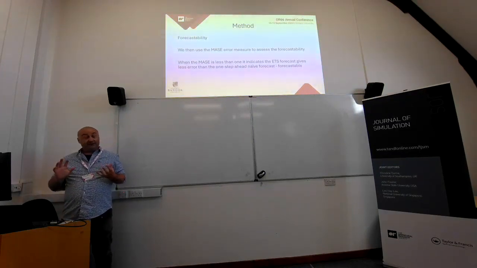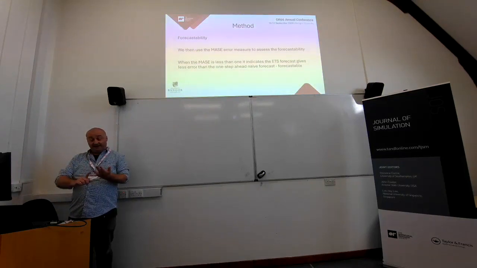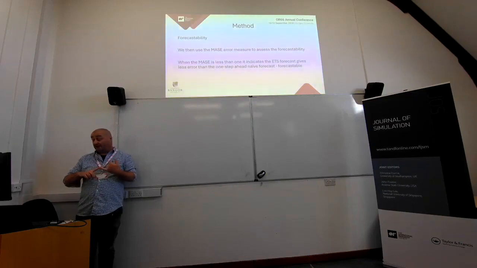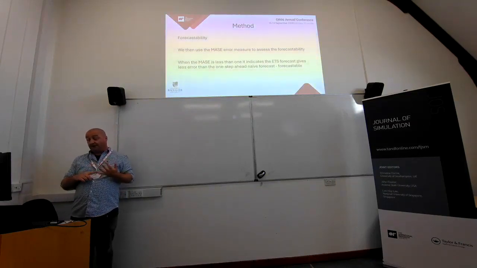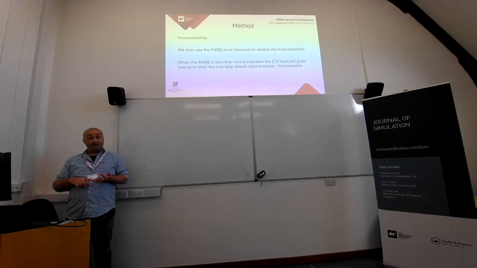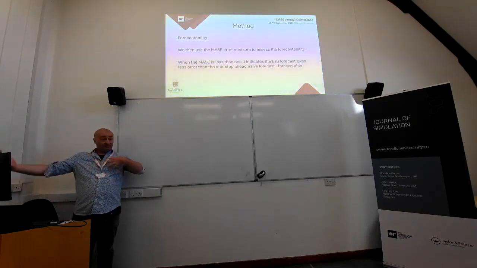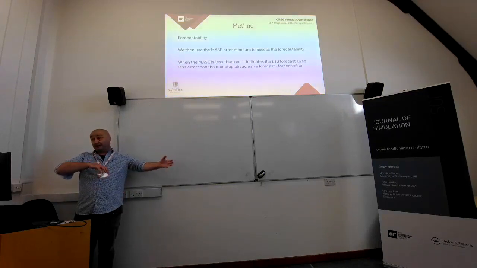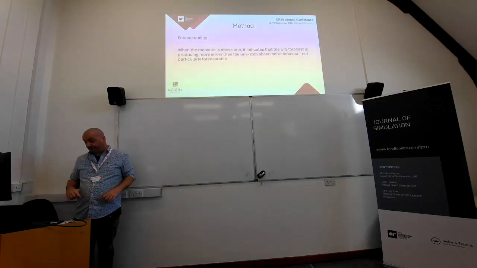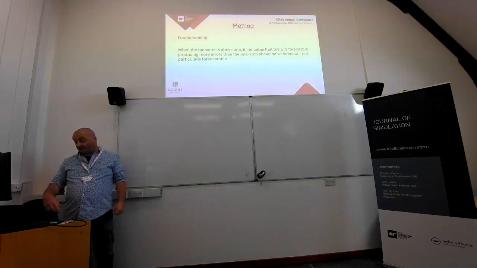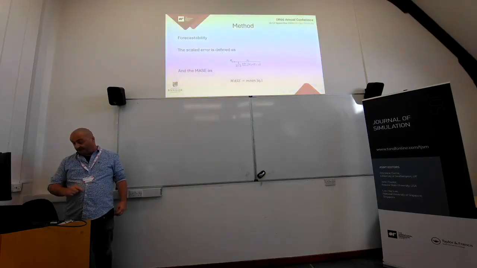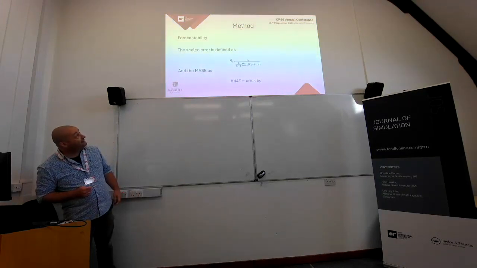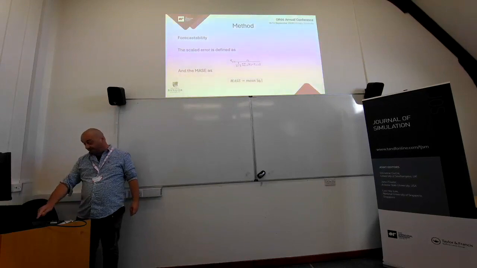So you have the naive forecast, and then you compare the ETS one-step ahead forecast against that, and if you're coming up with a measure of less than 1, then that's indicating that it's forecastable. If it's over 1, it's not particularly forecastable because it's producing more errors than the one-step ahead naive forecast. So when it's above 1, it's not particularly forecastable. So there's the formula for the scaled error, the MACE, there.